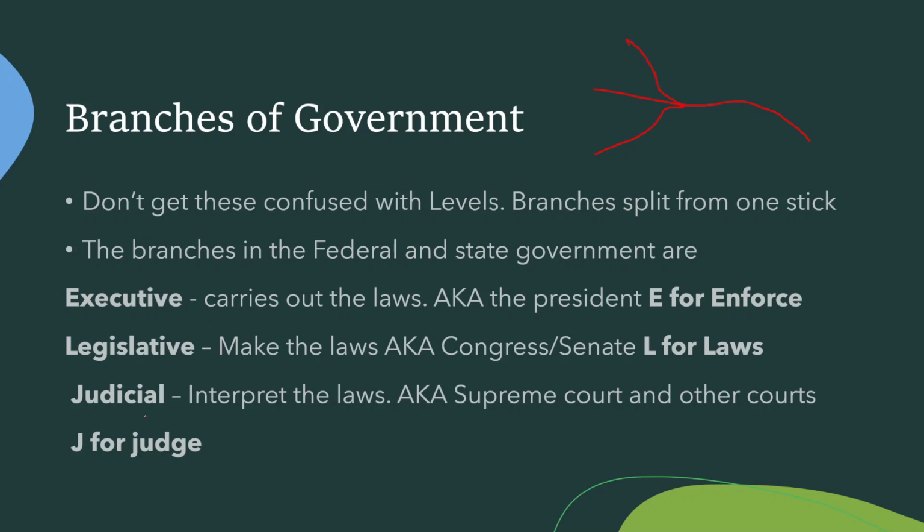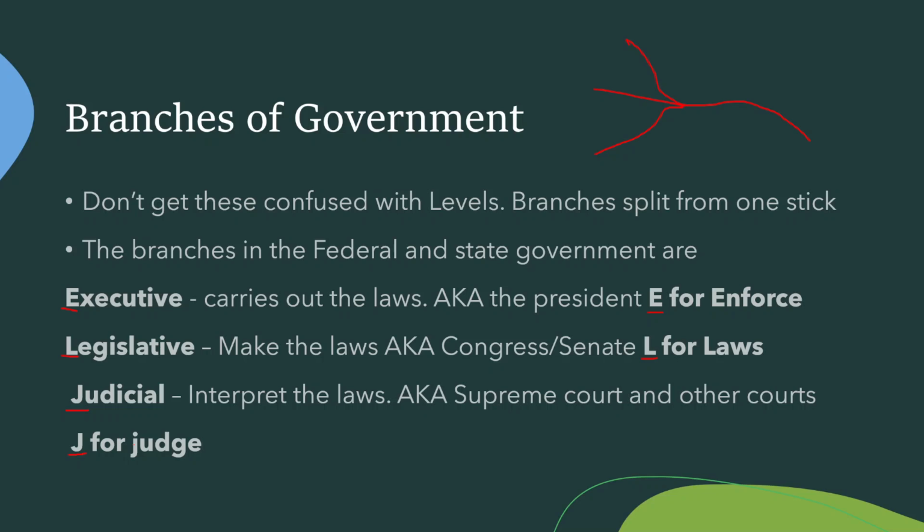Now, what branches do we have? Executive, legislative, judicial. So, executive, they enforce the laws. They carry out the laws. Again, use my tip. E, enforce, executive. The legislative, they make the laws. Okay? Congress, the Senate, L for laws. Legislative, laws. L for laws. Judicial, they interpret or judge the laws to see if they're constitutional. J for judge. Okay? That's my tip.